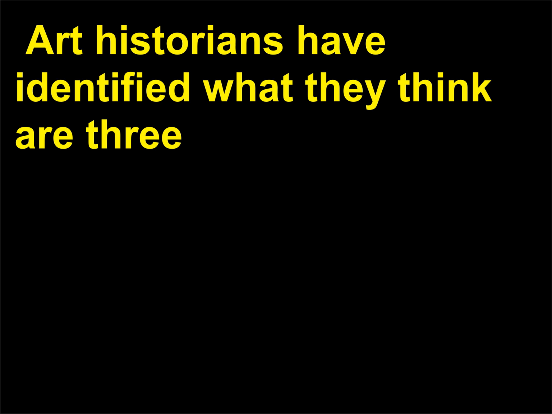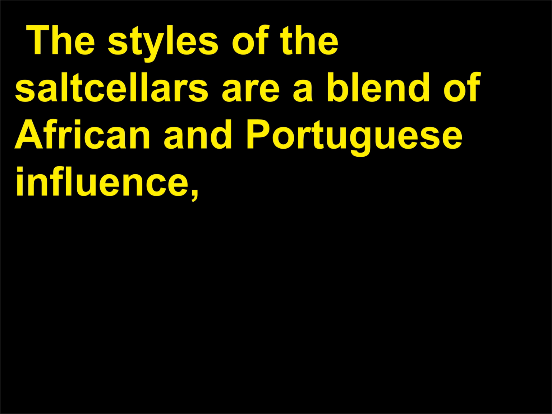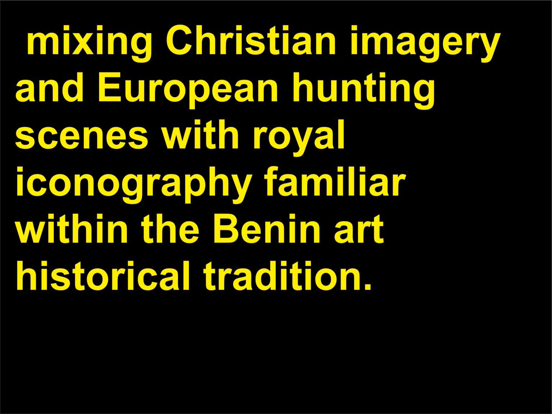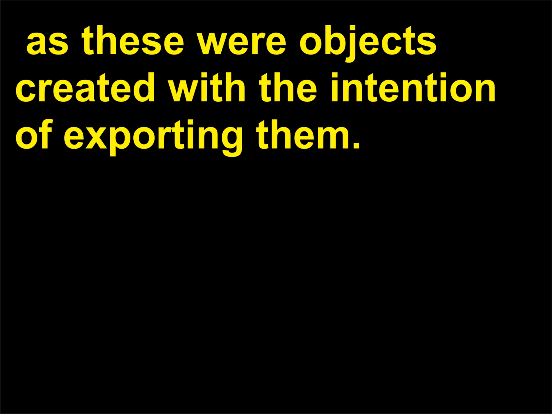Art historians have identified what they think are three individual Sapi carvers who produced much of the work. The styles of the salt cellars are a blend of African and Portuguese influence, mixing Christian imagery and European hunting scenes with royal iconography familiar within the Benin art historical tradition. In a way, the Sapi salt cellars are the first example of tourist art in Africa, as these were objects created with the intention of exporting them.